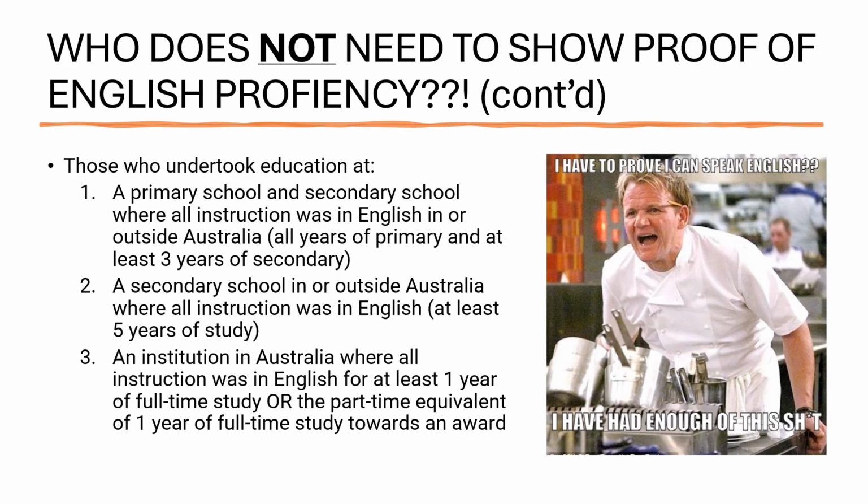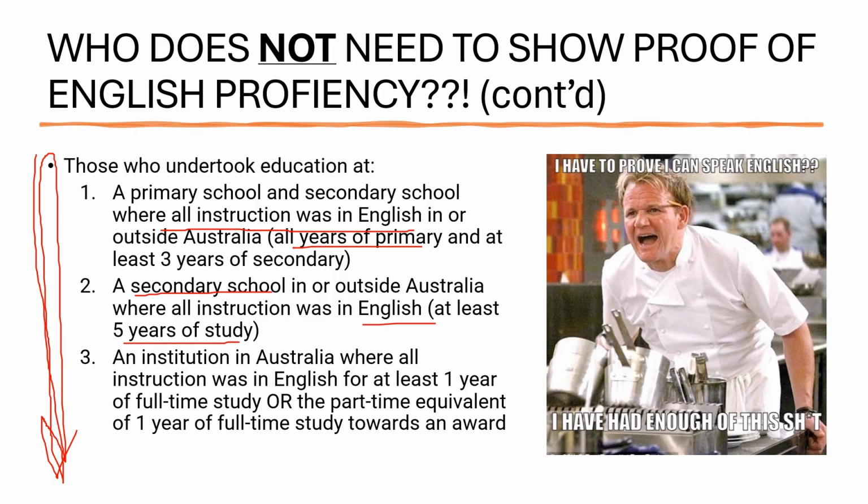Next, there's another group of people who went to school in English-speaking countries or in an English-speaking medium. These people went to primary school and secondary school where all instruction was in English. It doesn't matter whether it was in or outside Australia, but all instruction was in English for all years of primary school and at least 3 years of secondary school. Next, the person who does not need to show proof of either went to all of primary school and some of high school, or went to full high school, all 5 years of study in English.